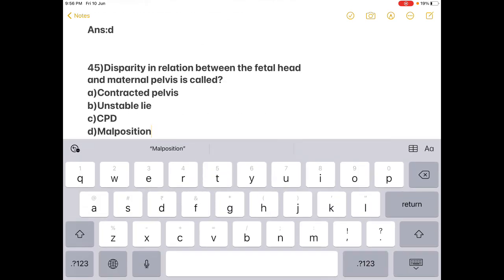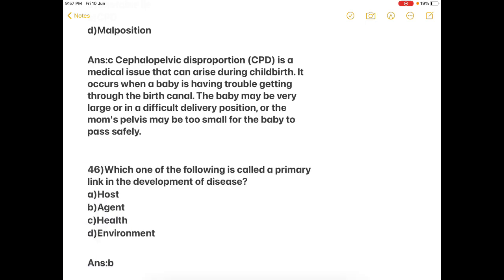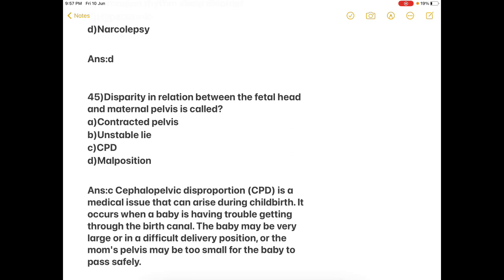Next question, disparity in relation between the fetal head and maternal pelvis is called contracted pelvis. Option B, unstable lie. Option C, CPD, which is cephalopelvic disproportion. Option D, malposition. The correct answer here is C, cephalopelvic disproportion. CPD is a medical issue that can arise during childbirth. It occurs when a baby is having trouble getting through the birth canal. The baby may be very large or in a difficult delivery position, or the mom's pelvis may be too small for the baby to pass safely. That is CPD. So the correct answer here is CPD.